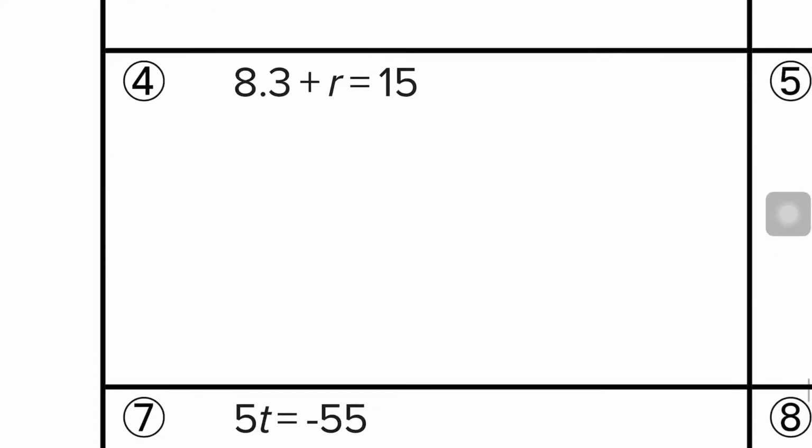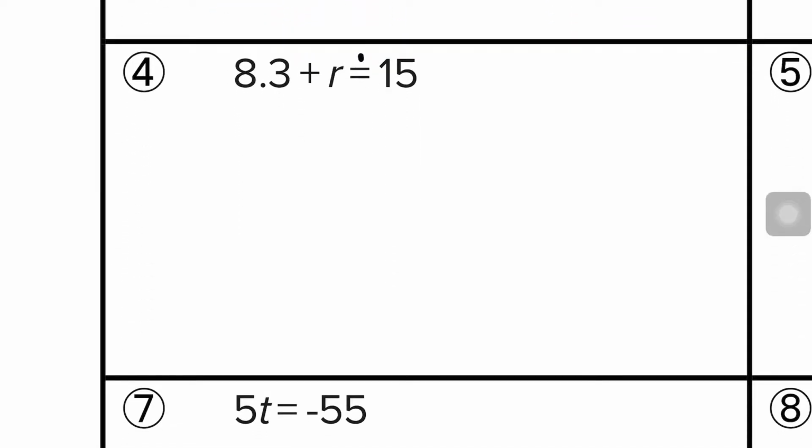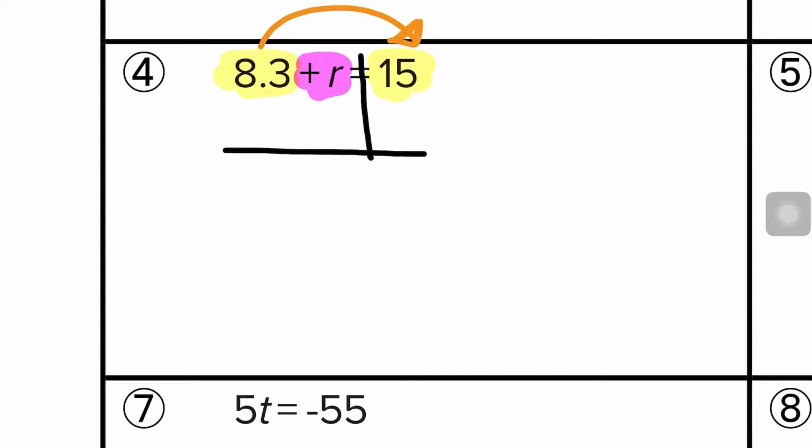Now let's go over number 4. Number 4 says 8.3 plus r equals 15. My constants are 8.3 and 15. My variable is just the letter r. Again, the r wants to be by itself because you're solving for the r.